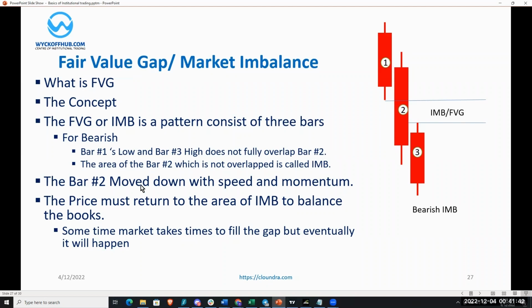Normally this situation happens when prices move down, or move up in the case of the bullish, with speed and momentum. The market looks like a one-way market and leaves many open orders which need to be balanced out in the future. So the concept is that prices must return to this area to balance the books. Sometimes the market takes time to fill the gap, but eventually it will happen.